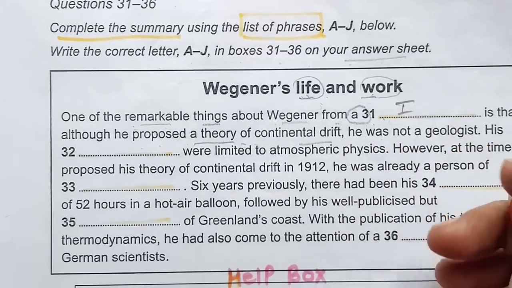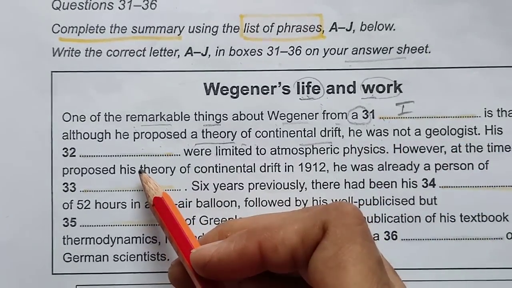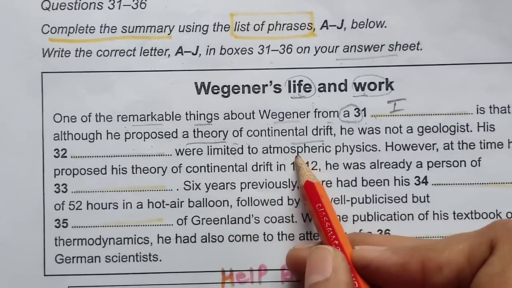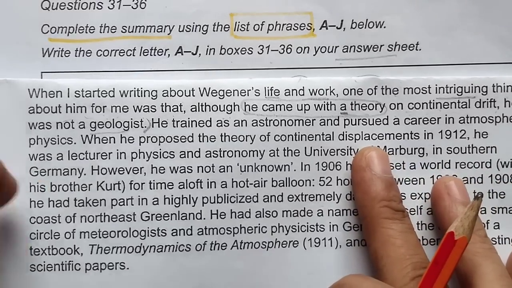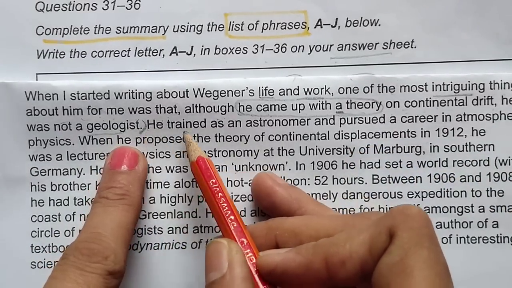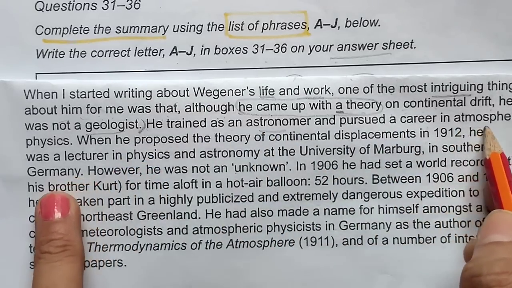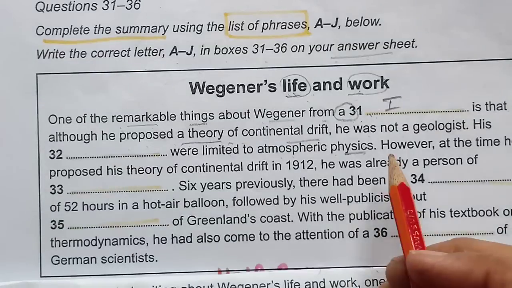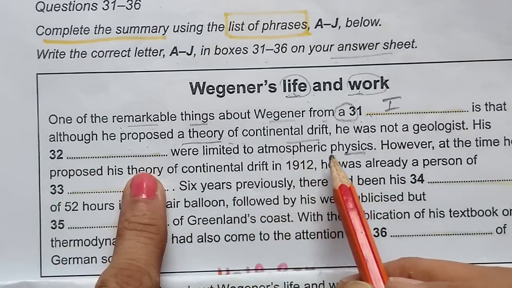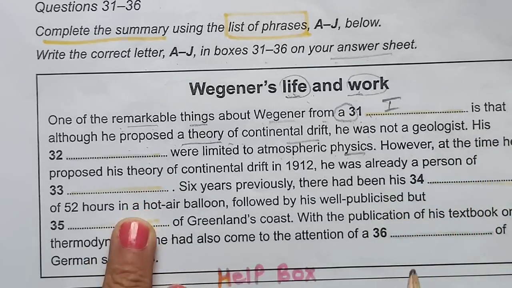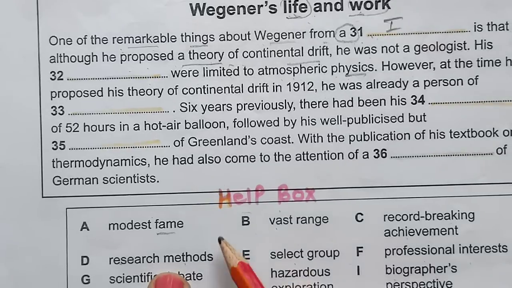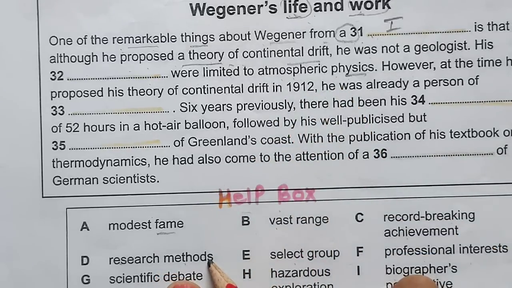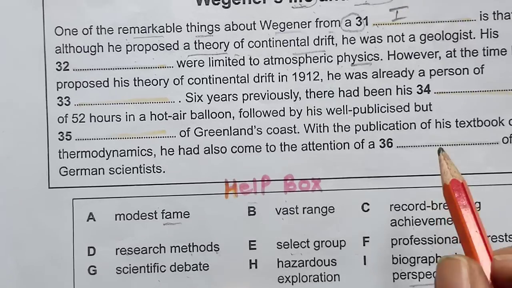Okay, next one. His dash, but we can get it, his dash were limited to atmospheric physics. Line by line, you will get the location. He was not a geologist; he trained as an astronomer and pursued a career in atmospheric physics. So his dash were limited to what? Modest fame, no. Research methods were limited to, so can we go with research methods? Select group, no, record breaking, professional interest, scientific.